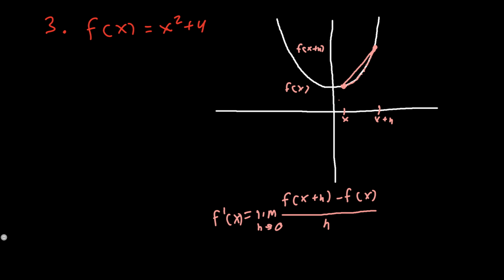But we know that our f of x is x squared plus 4x. So f prime of x is equal to the limit as h approaches 0 of x plus h squared plus 4 times x plus h, minus x squared minus 4x. Okay, so the 4x terms go away. Okay, that's clear. And we have minus x squared, divided by h.